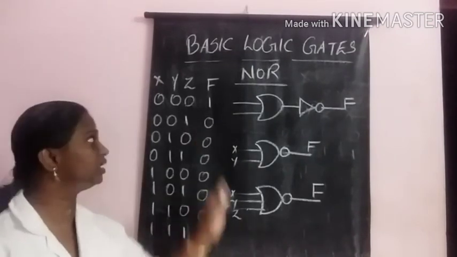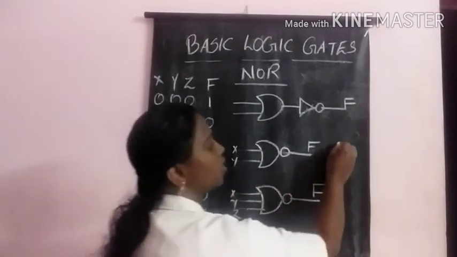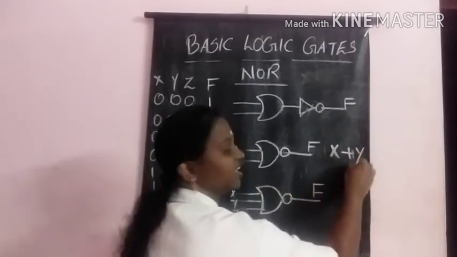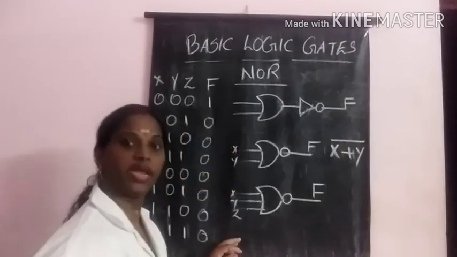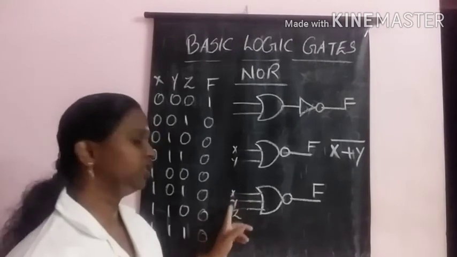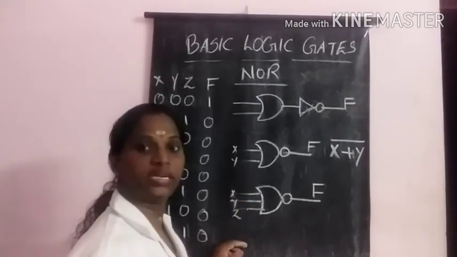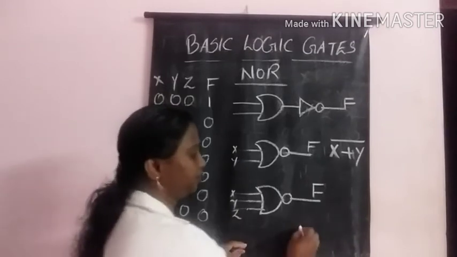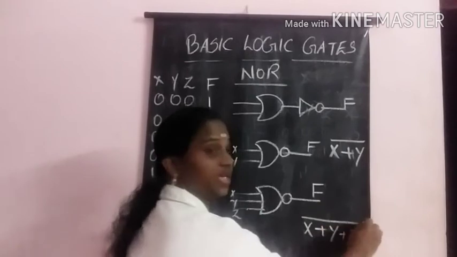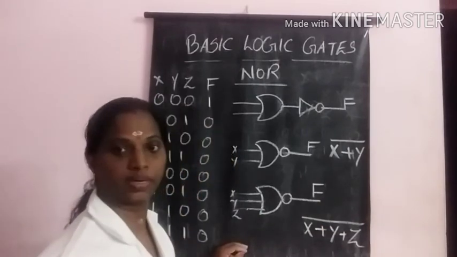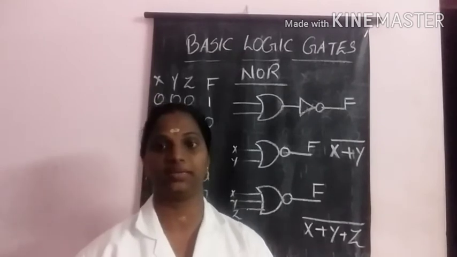We can represent x plus y. See here for x and y. For the OR gate the output is x plus y, and for the NOR gate the output is x plus y bar. Here we have 3 inputs: for the OR gate, x plus y plus z, then for the NOR gate, x plus y plus z bar. Clear? Okay.